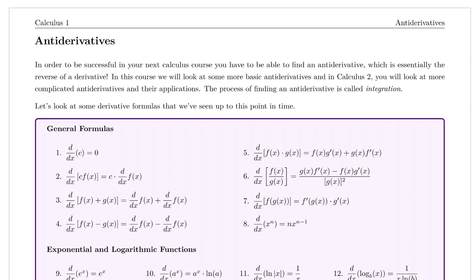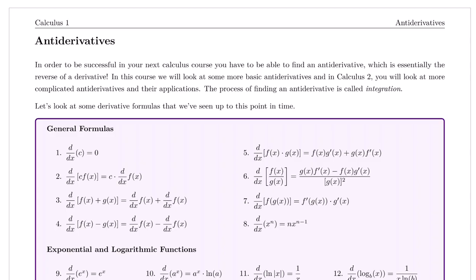In order to be successful in your next calculus course, you have to be able to find an antiderivative, which is essentially the reverse of a derivative. In this course, we will look at some more basic antiderivatives, and in Calculus 2, you will look at more complicated antiderivatives and their applications. The process of finding an antiderivative is called integration.